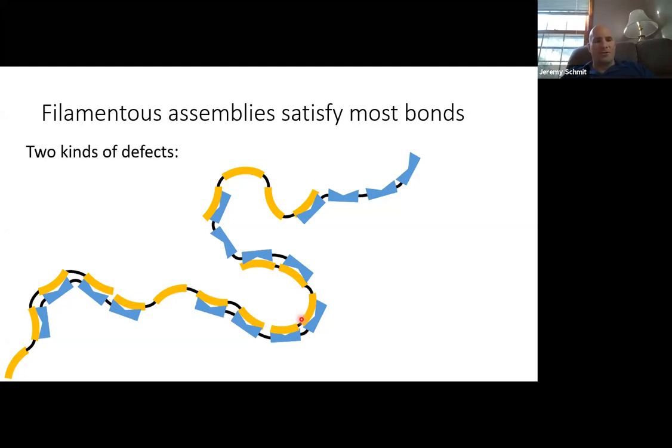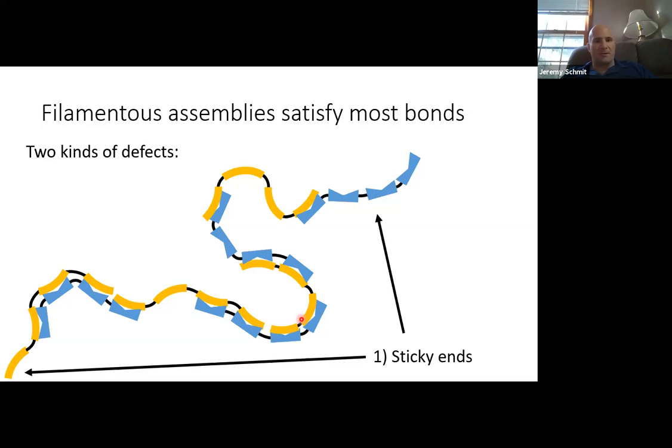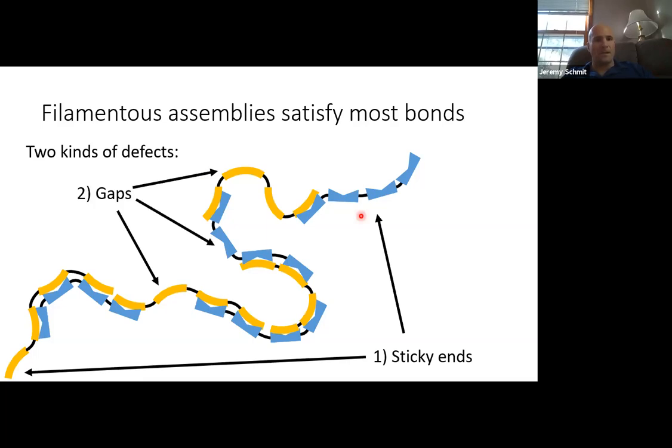And in fact, there's two of them that we can talk about specifically. One is that we have these sticky ends hanging off the outside. And this is what allows us to add new molecules to it and to elongate the filament. And the second type of defect is gaps. Okay, these are the spots in the middle here where I have an unbound site.